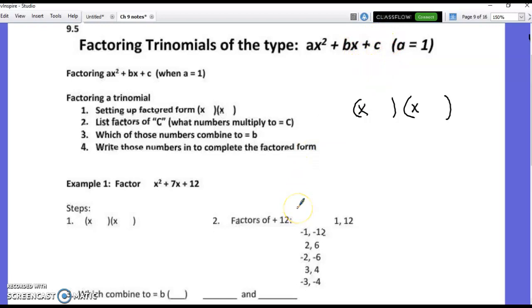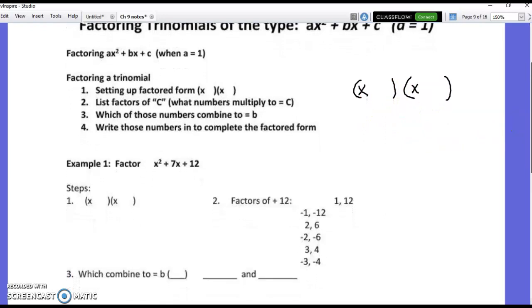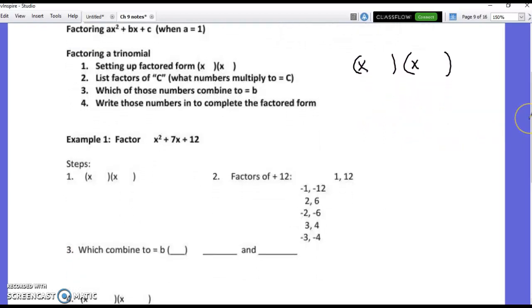Now factors are numbers that multiply to equal another number. So you're always going to start with 1 in that number, and then you're going to use your calculator to kind of guess and check. Step 3, of those, which ones combine or add to equal your b term. And then once you get those factors that add to equal your b term, you're going to put them in this section. So here's our first example. I think it's just easier as you do it, and I explain as we go.